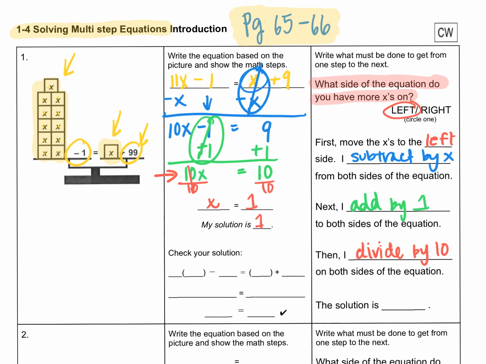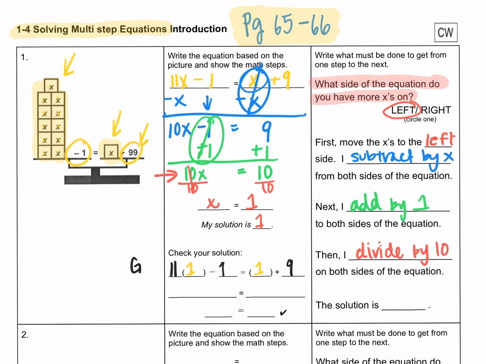Now, before we establish what the solution is, let's do our check. So that means I'm going to rewrite my equation, but instead of x, I'm going to write 1. So I'm going to write 11 times 1, minus 1 equals 1 plus 9.